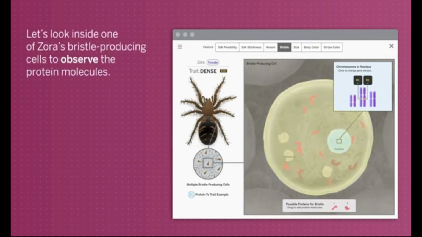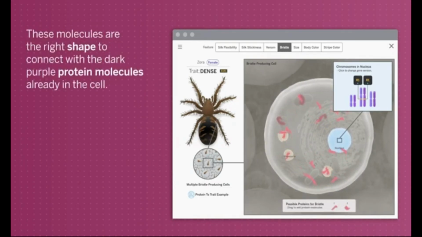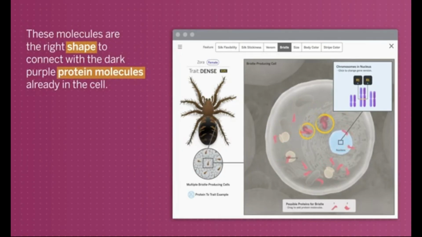Let's look inside one of Zora's bristle-producing cells to observe the protein molecules. Zora has protein 1 for the bristle feature. These molecules are the right shape to connect with the dark purple protein molecules already in the cell.